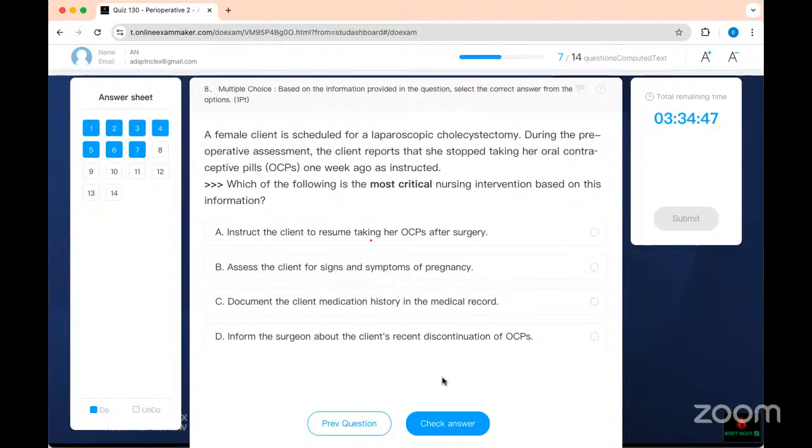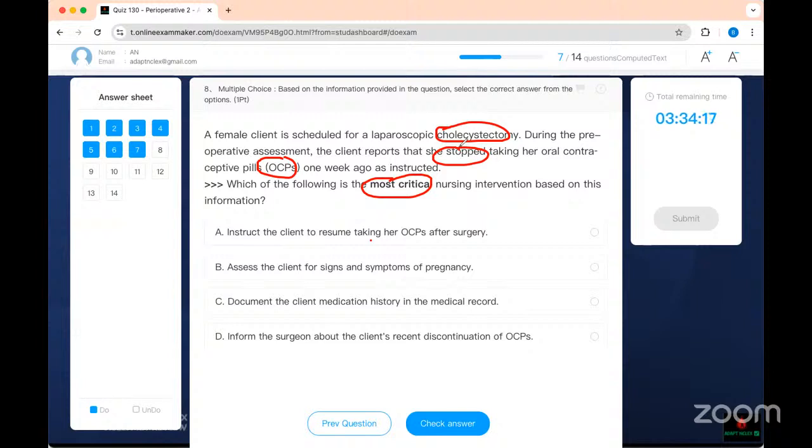Which of these is the most critical? The way to answer this question is the buzzword here. I always tell you how to answer questions. Most critical, underline it. That means all these answers may be right, but the one that is dangerous comes first. She is going to have surgery, and she takes a pill and stopped. She stopped the pill 1 week ago, and she's going to have surgery.